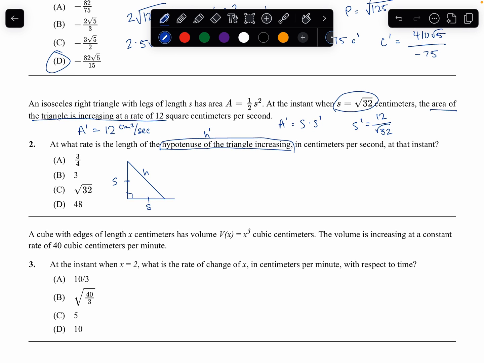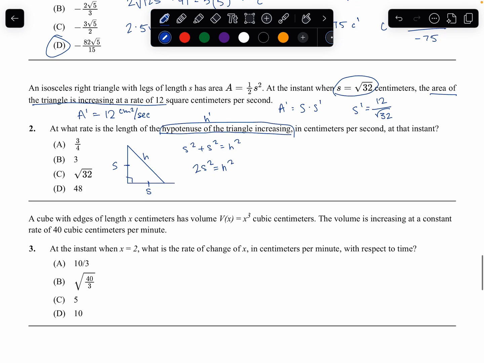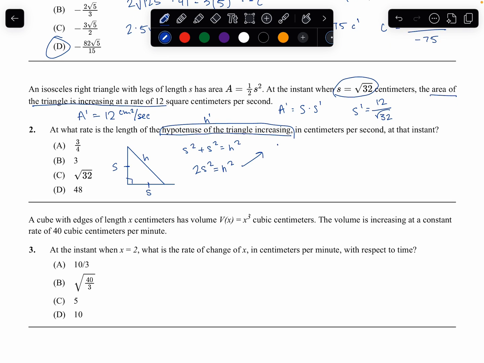So what I'm going to do now is take the Pythagorean theorem. s squared plus s squared is going to be equal to h squared. So that's going to be 2s squared is equal to h squared. So I'll take the derivative of that. The derivative of that is going to be 4s times s prime equal to 2h times h prime. So 4 times s, do I know what s is? Yep, square root of 32 times s prime, which was 12 over square root of 32.